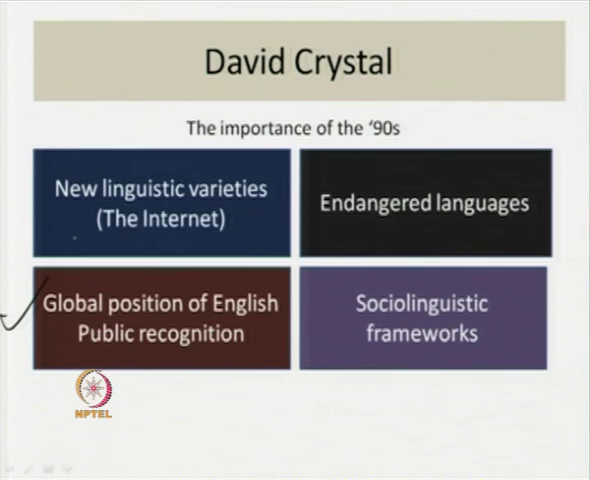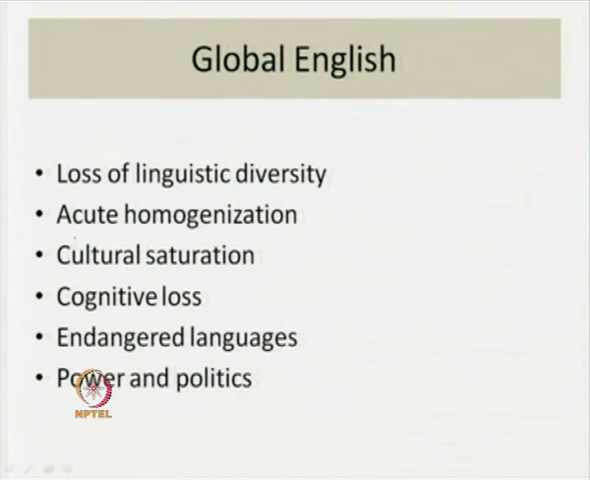available on the internet. He talks about the global position of English being established around the 1990s, perhaps without any doubt. He also talks about the new sociolinguistic frameworks that were coming up, the revision of all the theories. And finally, on the other hand, he says that there was also the recognition perhaps of the fact that many languages were now being endangered.